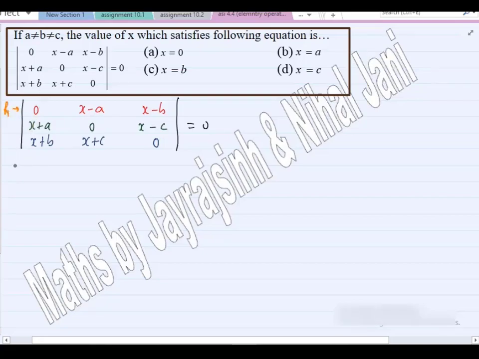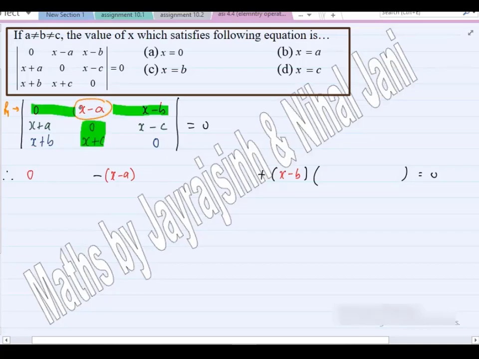So let's write down the elements of the first row with their respective signs. Plus 0, then minus (x minus a), then plus (x minus b). Okay, now it's time to find the minors. We don't worry about the minor of 0 because 0 times anything will be 0. So let's get the minor of x minus a by ignoring the first row, second column.